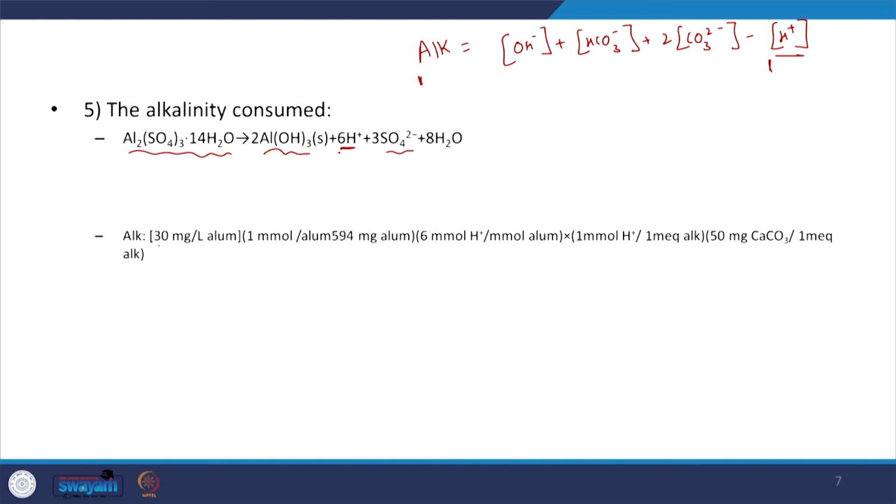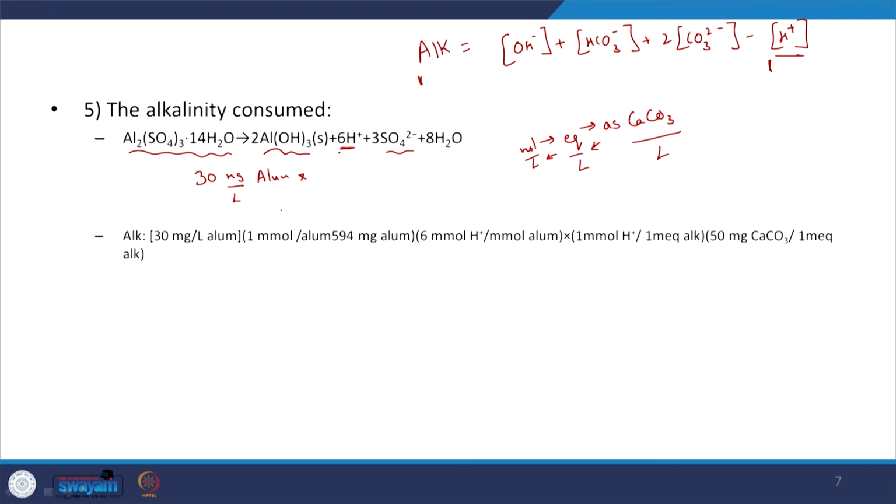So, it looks like it is 30 milligram per liter as alum, right. And I want it to be converted into equivalents as CaCO3. The answer was asked in terms of as CaCO3 per liter. Before that, I need to get it in terms of equivalents per liter, right. Before that, I need to get it in terms of moles per liter.